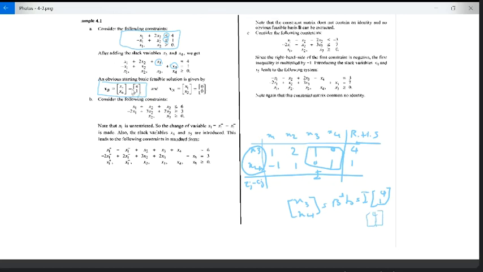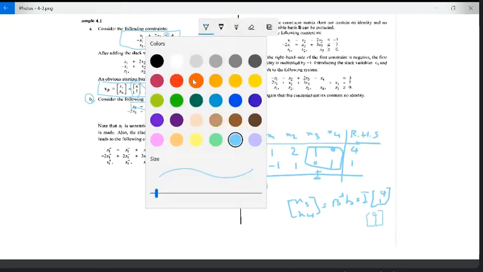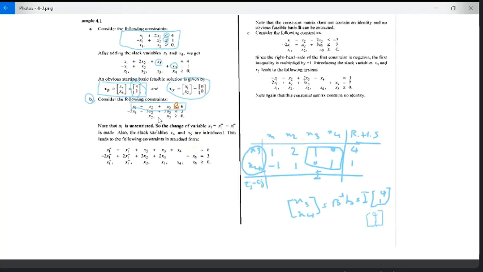xN is the non-basic variable. Non-basic variables are 0. This is the bad case. This is good. This constraint one is good. This is a less than. But constraint 2 is bad. Why? We have greater than, and this is 3. If we have minus 3, this is good.